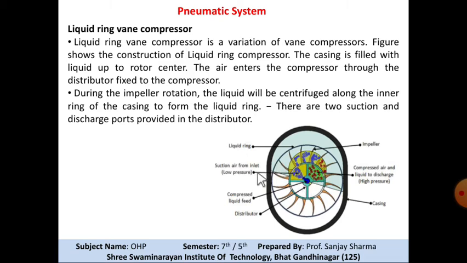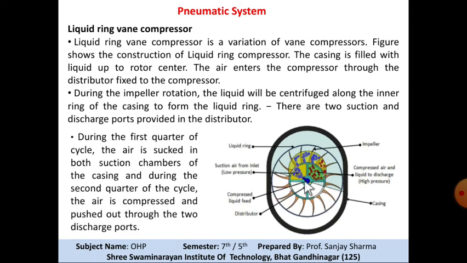Here you can see suction air from the inlet. The blue spots you are seeing are the amount of air entering in the form of bubbles, and thereafter as it moves further, the red color air is the pressurized or compressed air, which is delivered out at a high pressure. So this is somewhat an advanced version of the vane type compressor.